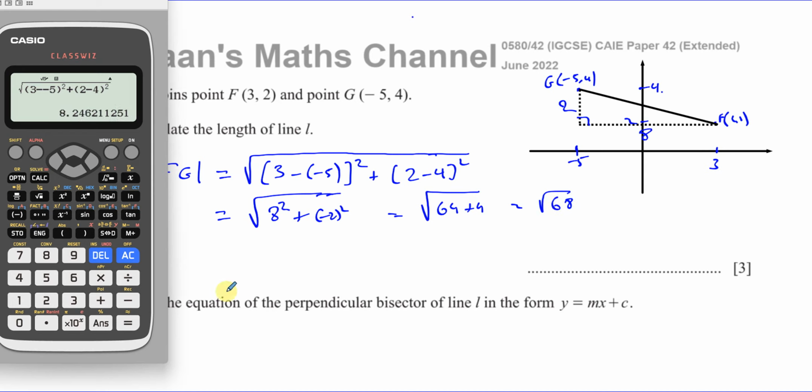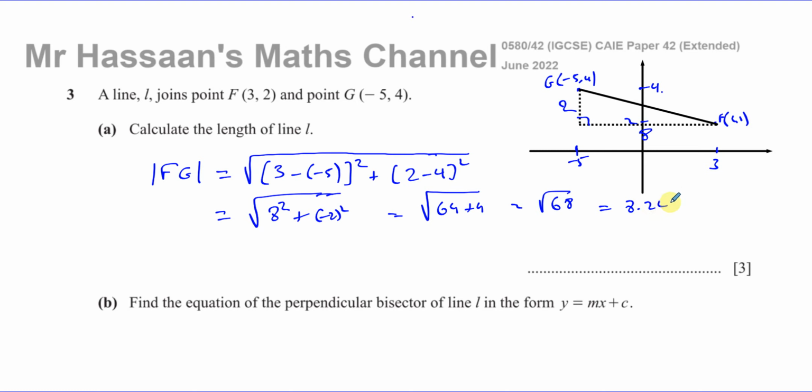So when we write this to 3SF, it gives us 8.246 and it continues, so we write our answer as 8.25. It didn't tell us centimeters or anything, so just leave it as 8.25 without any units. That's fine. So that is the length of the line between F and G. Sometimes I'll say calculate FG. That means the same thing, the length.